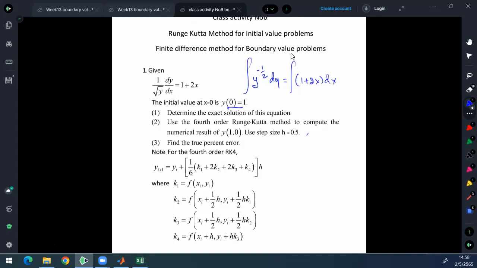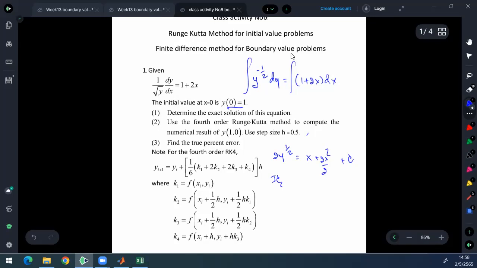So for the exact solution, if we integrate this term, what happens? It becomes 2 square root y, and on the right it becomes x plus 2x squared over 2, plus c. We apply the initial condition, that is when x equals 0, y equals 1, right? When we substitute y equals 1, it becomes 2, with x equal to 0. So we have c equal to 2, right?